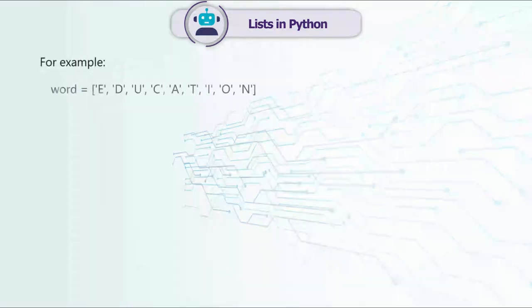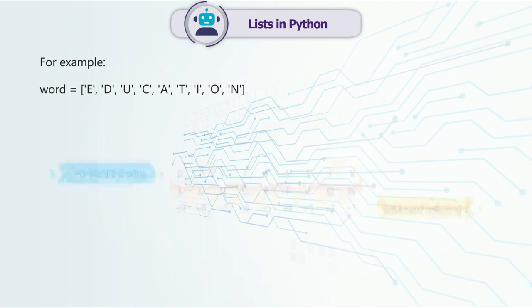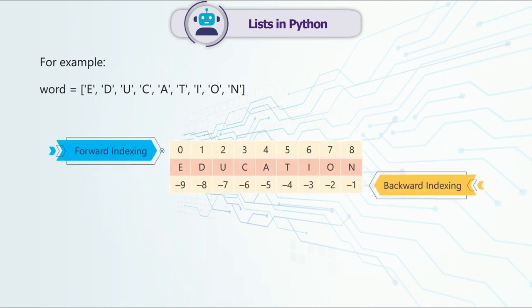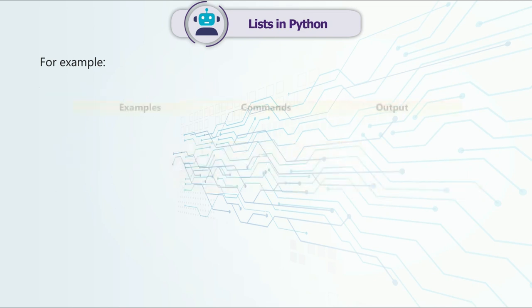For example, the word EDUCATION. Forward indexing: 0, 1, 2, 3, 4, 5, 6, 7, 8. E, D, U, C, A, T, I, O, N. Backward indexing: -1, -2, -3, -4, -5, -6, -7, -8, -9.